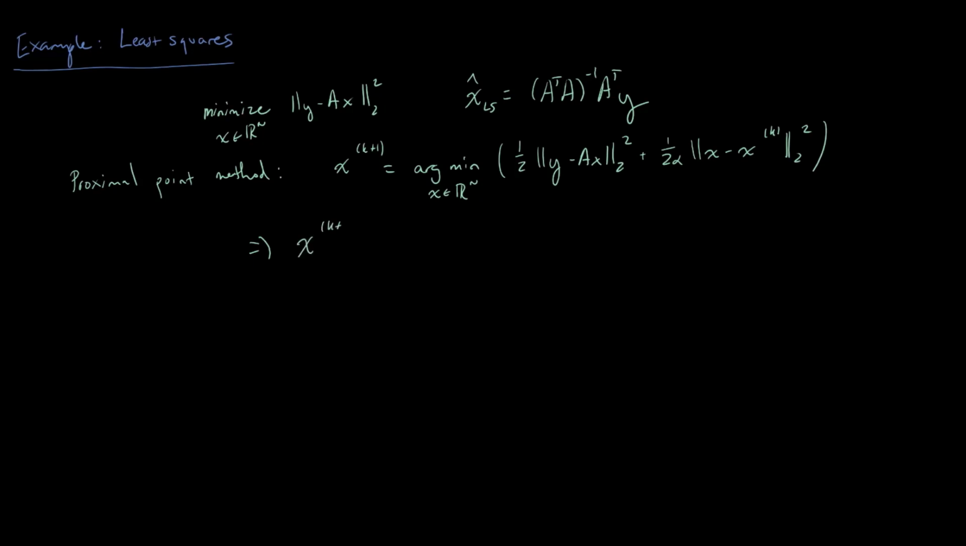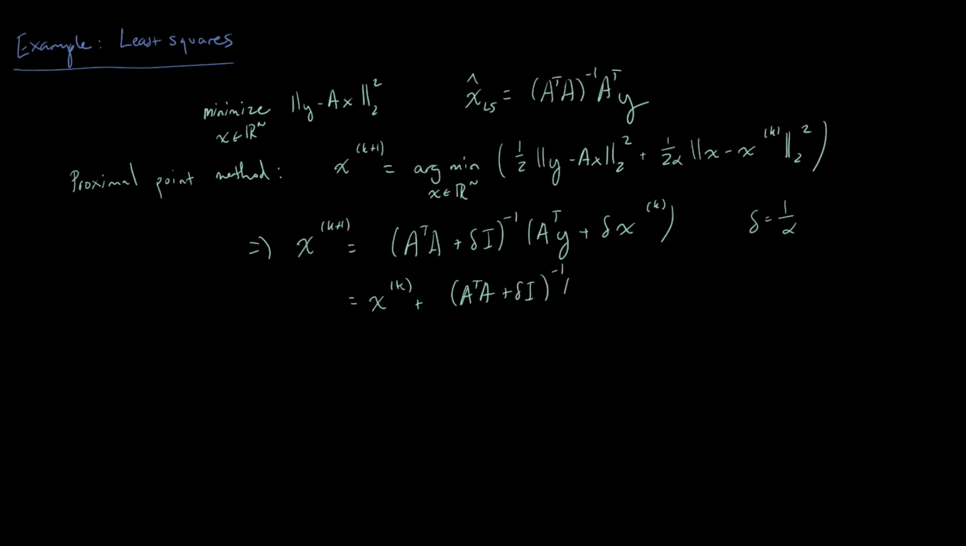It's going to look like x_{k+1} is (AᵀA + δI)⁻¹ times (AᵀY + δ x_k), where δ here is just 1/α. If you multiply this through, what you can actually show is that this gives you an update rule that says x_{k+1} is x_k plus (AᵀA + δI)⁻¹ times Aᵀ(Y − A x_k). Now, when we look at this, each step is equivalent to solving a standard regularized least squares problem.